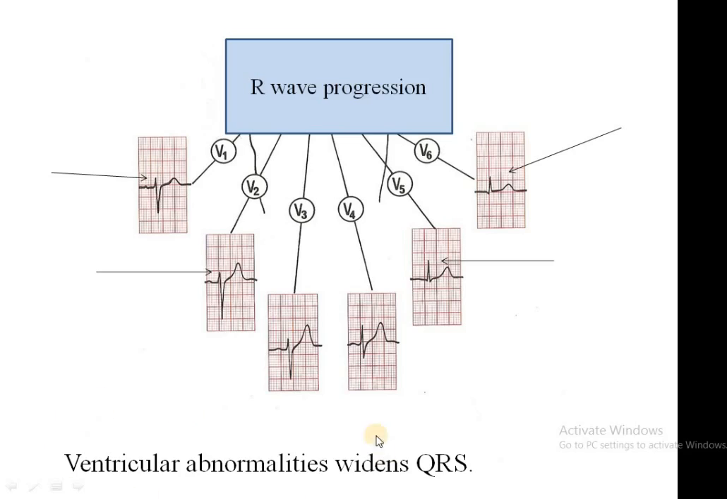And always remember, whenever there is a ventricular abnormality, the QRS pattern becomes abnormal. So if you find an abnormality in QRS pattern, just take a note, there must be a ventricular excitation abnormality. So first is right bundle branch block.